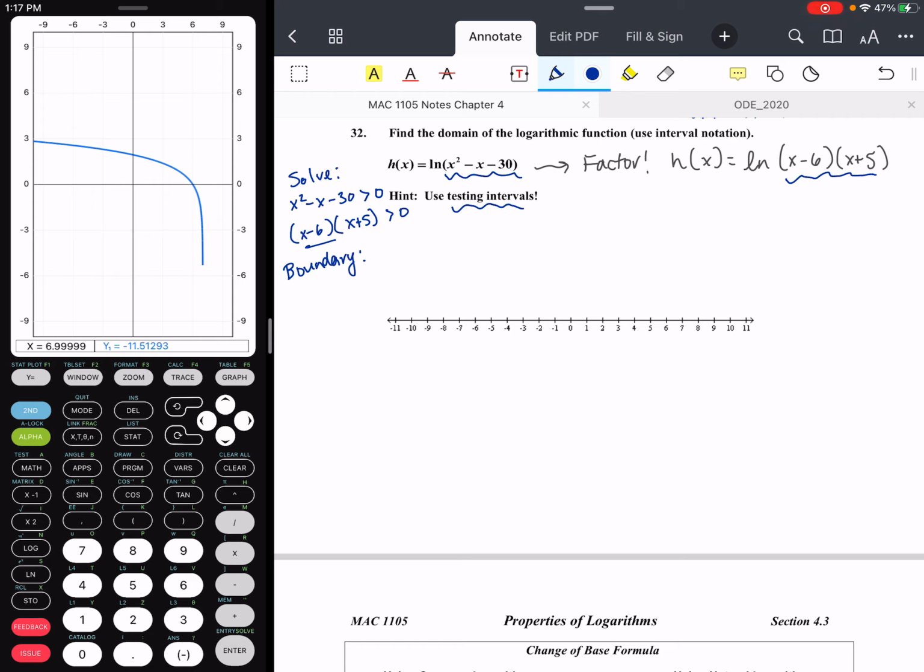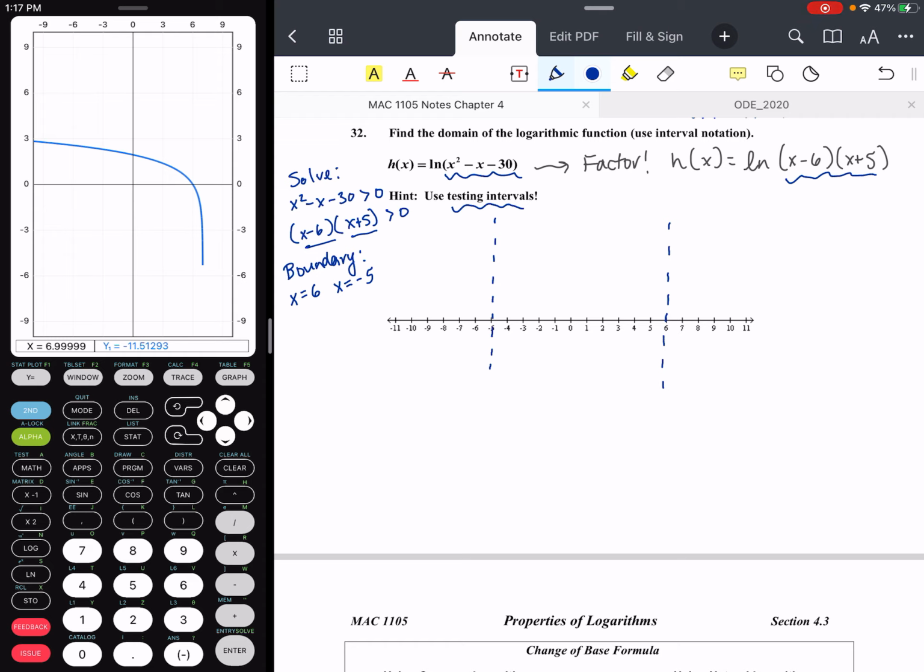So if I set x minus 6 equal to 0, I get x equals positive 6. Setting x plus 5 equal to 0, I get x equals negative 5. And these are just my boundaries on my graph. So I'm going to draw little dashed lines here at x equals negative 5 and at x equals positive 6. So this creates 3 intervals on my graph.